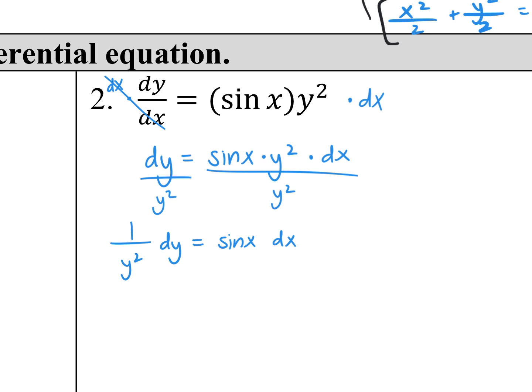I've got y's on one side, I've got x's on the other side, right? Okay, we're going to pause for now. We'll come back and finish it here in a bit. Why are we moving on? Because I want you guys to get practice with separating your variables first.